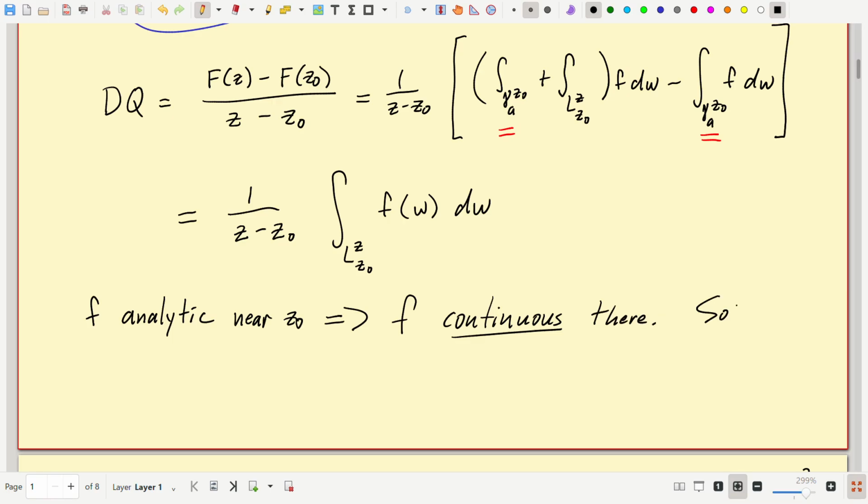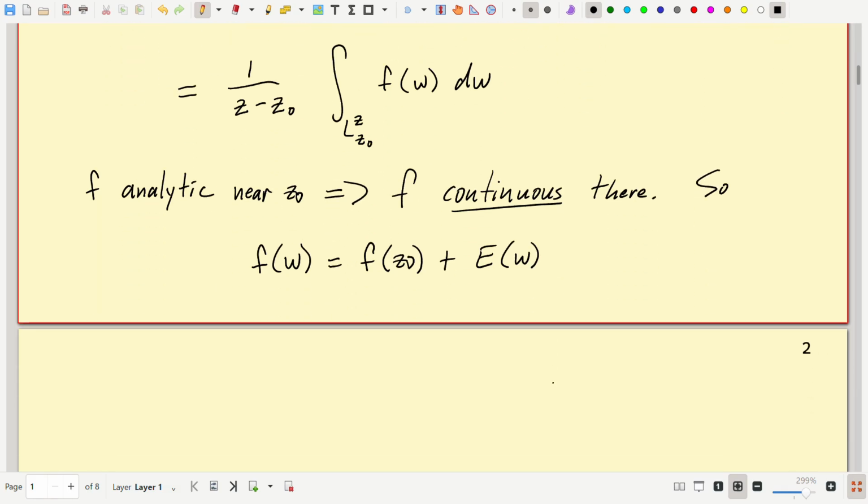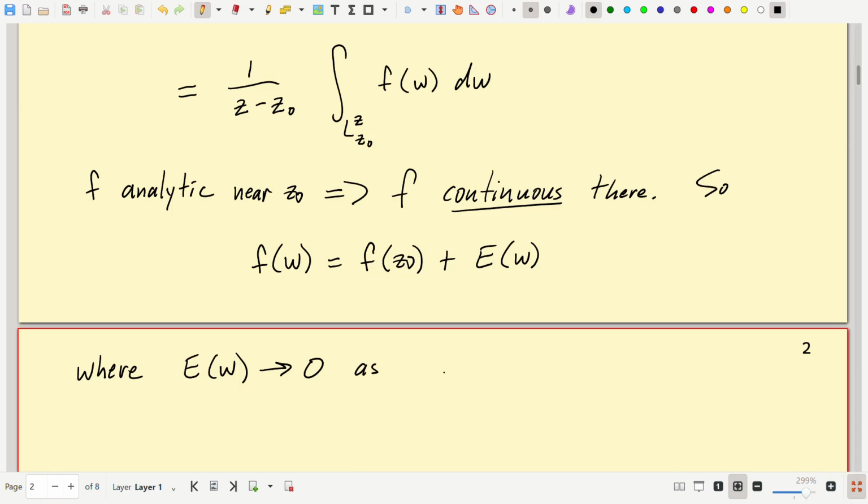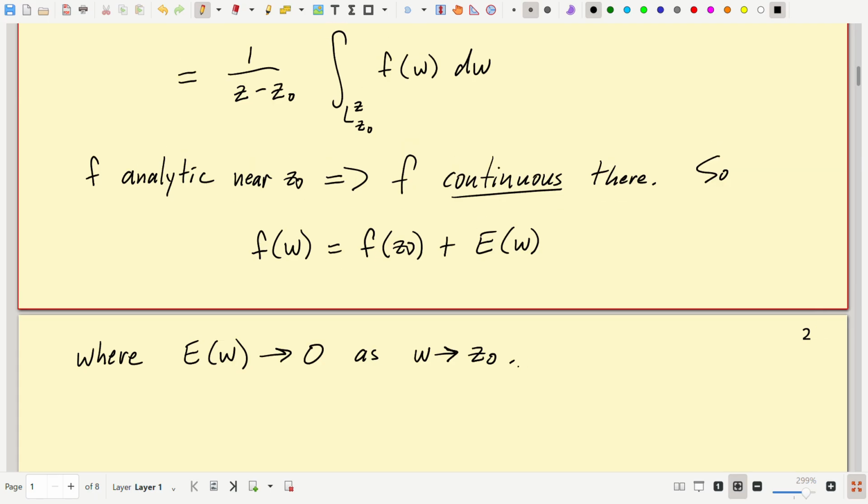So I kind of want to show that that limit goes to f of z naught. That means that f of w is equal to f of z naught plus an error, and because of continuity, that error goes to 0, where E of w tends to 0 as w tends to z naught.